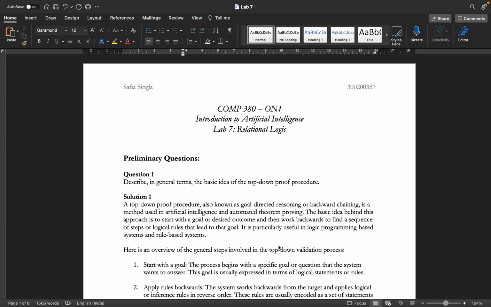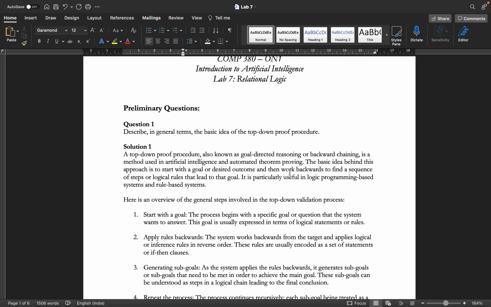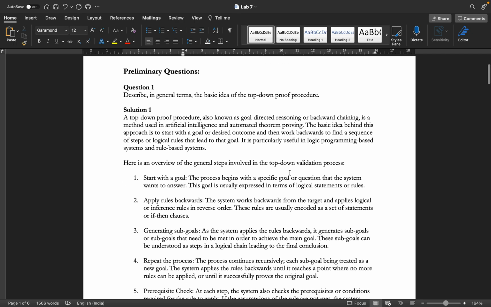And today I will be talking about the Lab 7 Relational Logic in my Comp 380 course, Introduction to Artificial Intelligence. So, what are the preliminaries? We have a few preliminary questions. The first is, what is a top-down proof procedure?